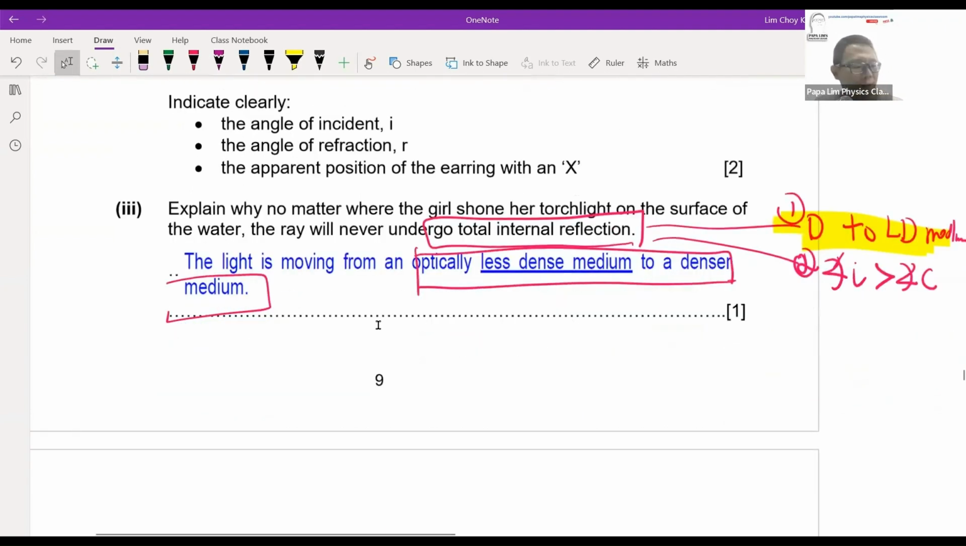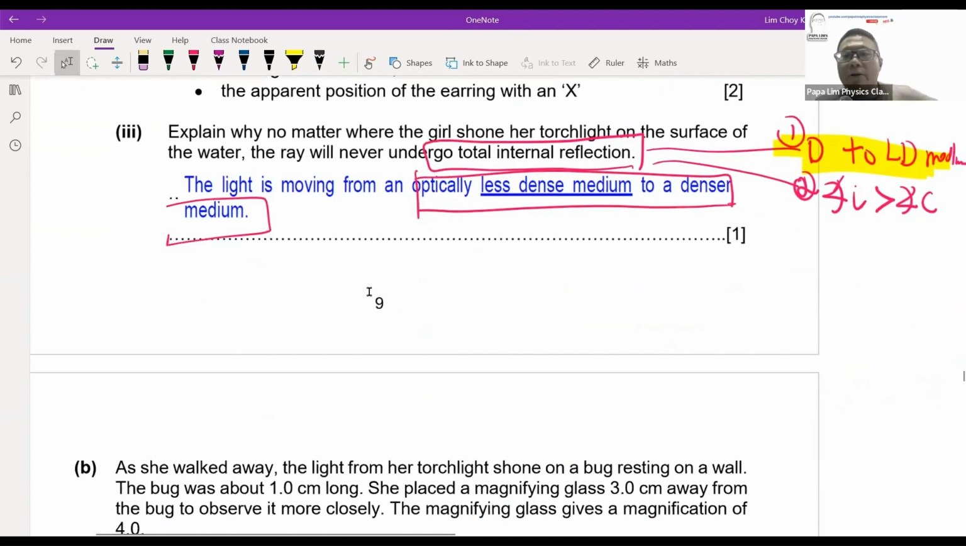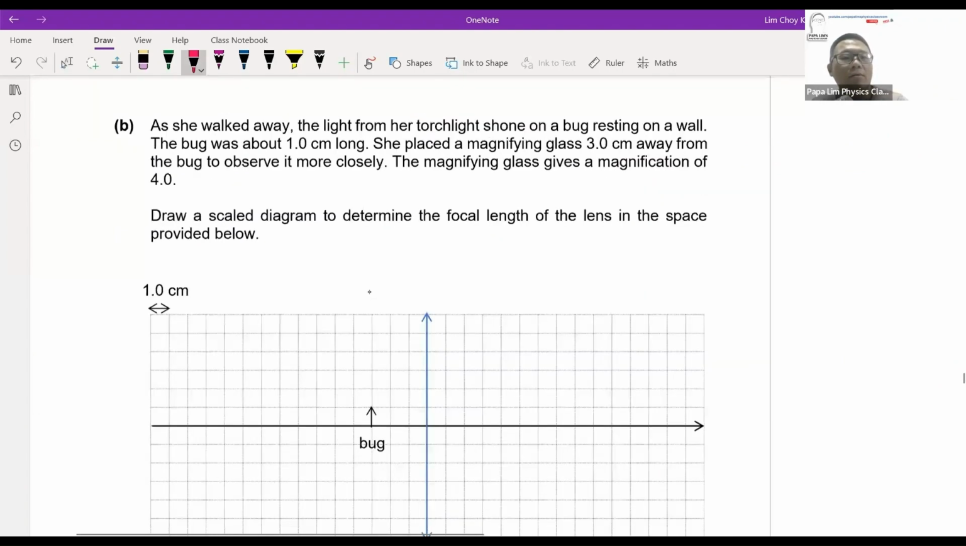Now, part B. Part B here deals with ray drawing diagram, lens drawing. Here, the thing to be cautious about is the magnification. Okay, it is 1 cm long. The 1 cm length is actually denoted on the picture here. So if you look at this drawing, it is what we call a scale drawing.